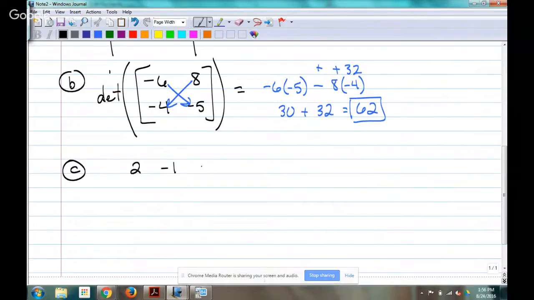Thanks. All right. So let's do a 3 by 3 just so we can make sure we feel okay with that, because the application uses a 3 by 3 that I want to use. So I'm going to use bars there. The determinant of that particular matrix: 2, -1, -3, 4, 1, 0, 3, -4, -2.